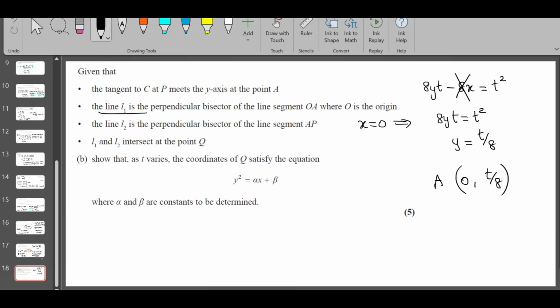Let's talk about L1 first. L1 is the perpendicular bisector of OA. O is the origin. Okay, we don't know whether we need the equation or not. Let's read the question further.